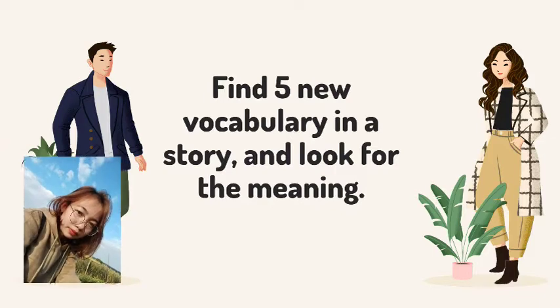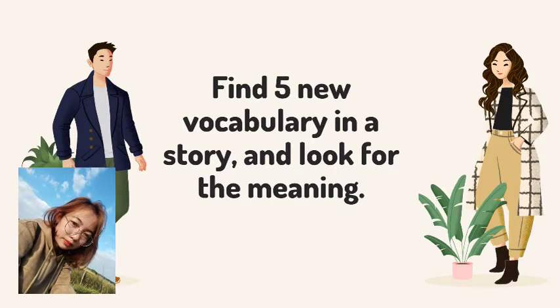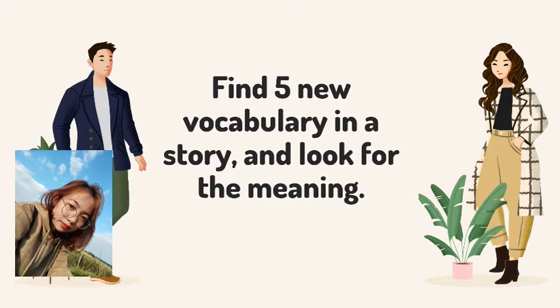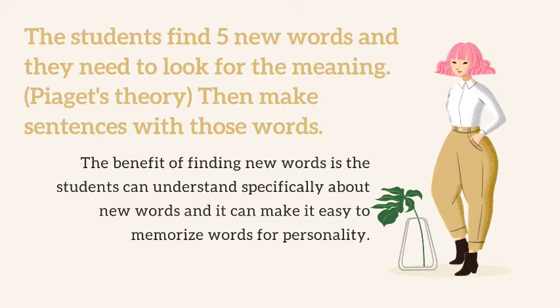The second activity in junior high school is to find 5 new vocabulary words in a story and look for their meaning. The students find 5 new words, look for the meaning, then make sentences with those words. The students can understand new words specifically, which makes it easy to memorize words.